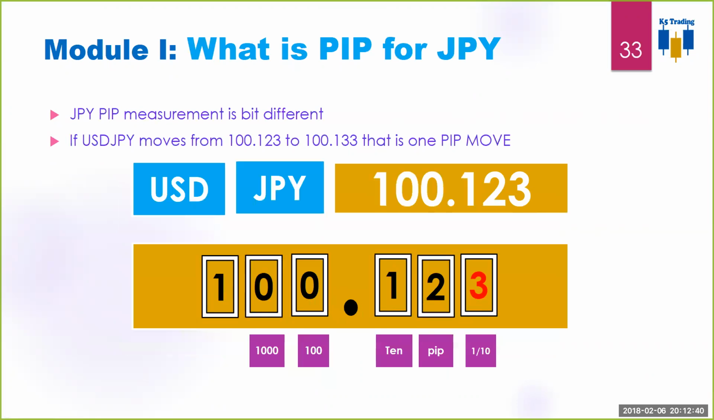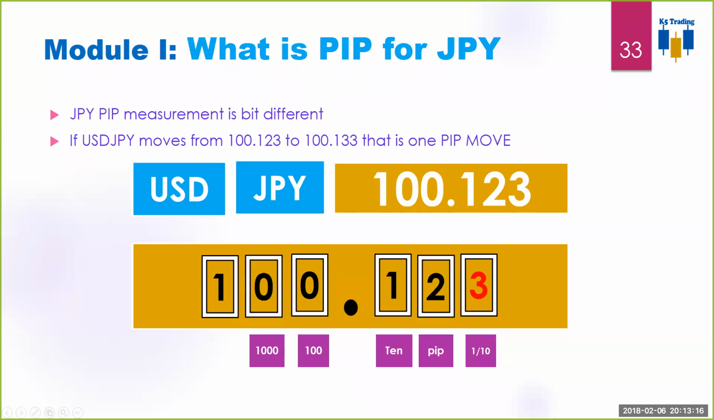The pip for the JPY is a little bit different because they only have 2 digits after the decimal point, and the third one is again a fraction. So this one is 1 pip, 10 pip, 100 pip, 1000 pip. Because the currency is traded in a bit larger units, that's why they only have 2 digits after the decimal. If the USD JPY moves from 100.123 to 100.133, that is a 1 pip move.